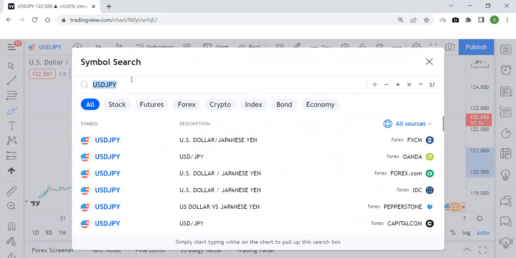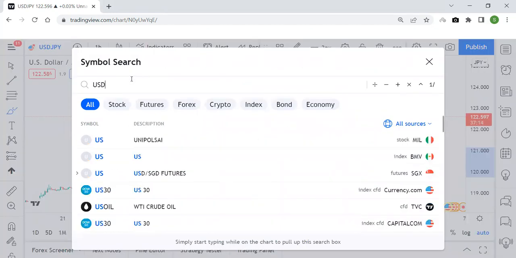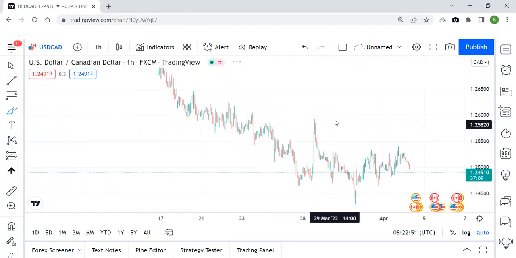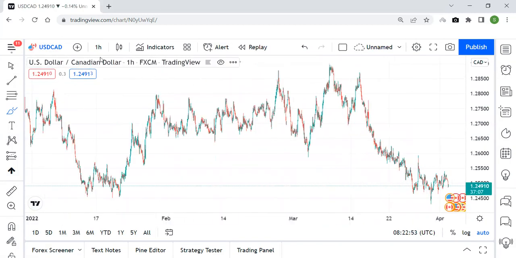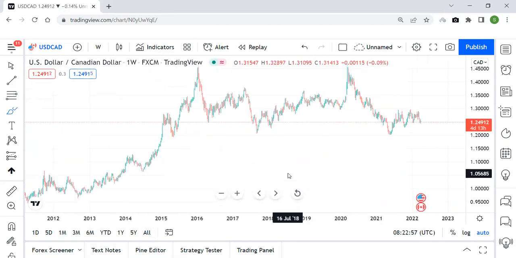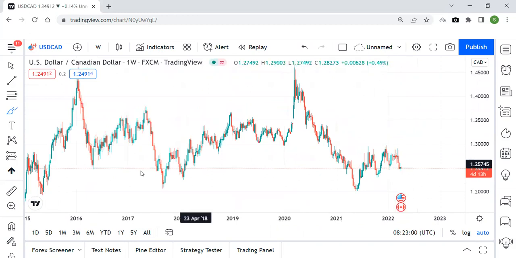So let's go to our next pair. I'm going to the USD Canadian dollar. One of my students asked me to make an analysis on this pair. So I'm going to switch down to the weekly time frame. Now let's focus on the weekly time frame and see what is happening in our trend.